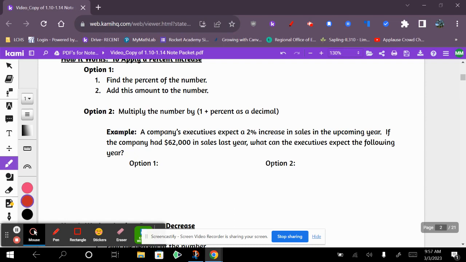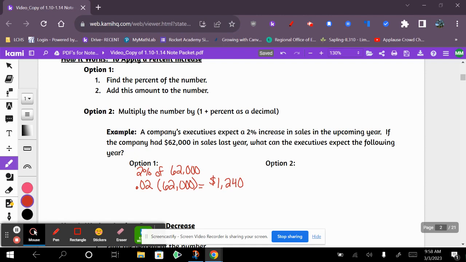If the company had $62,000 in sales last year, what can the executives expect the following year? So we would look at 2% of $62,000. To change it to a decimal, we're going to divide by 100 for the 2%, so I get 0.02, and then I'm going to multiply that with 62,000. So this gives us $1,240. So that's the percent increase.